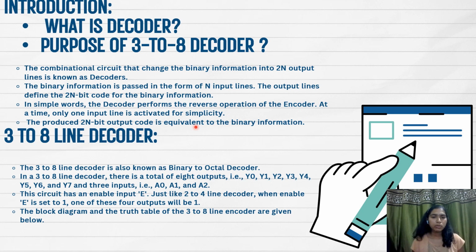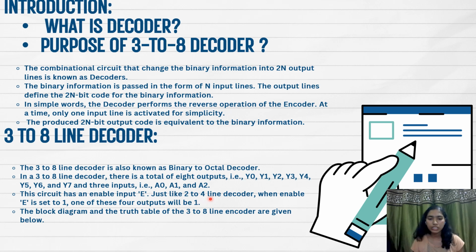Next, we will see what is 3 to 8 decoder and its purpose. 3 to 8 decoder is also known as binary to octal decoder. In a 3 to 8 decoder, there are total 8 outputs, that is Y0, Y1, Y2 till Y7, and 3 inputs, that is A0, A1 and A2. This circuit has also an enable input E.